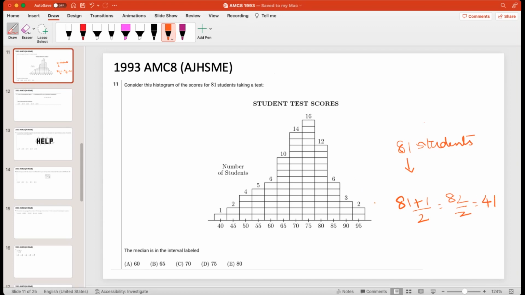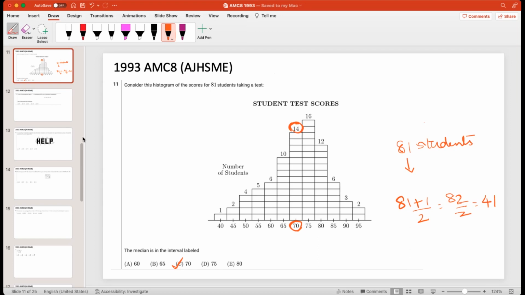Okay, so we have to see where the 41st number comes here. So I'm going to add this. 2 plus 1, 3, 4 plus 3, 7, 7 plus 5, 12, 12 plus 6, 18, 28, 38, 39, 40, 41, 42. So 41 is going to come over here. The 41st student's mark is 70, right? So your median is C, 70. Okay, this is how we do this. This is 2.